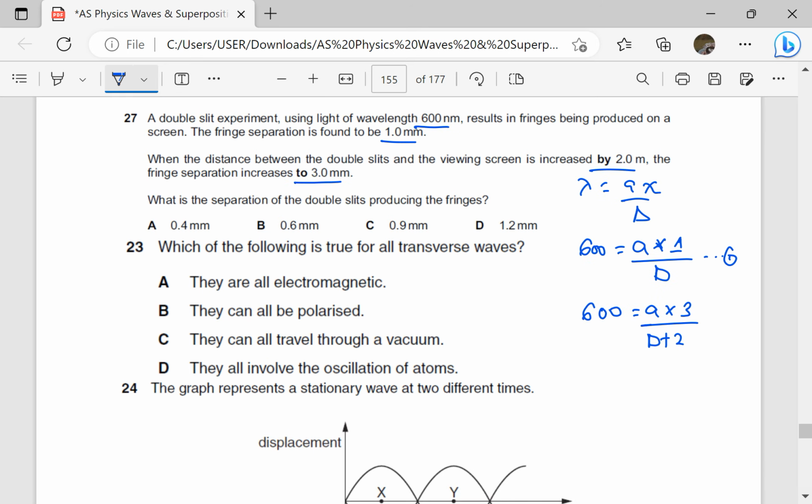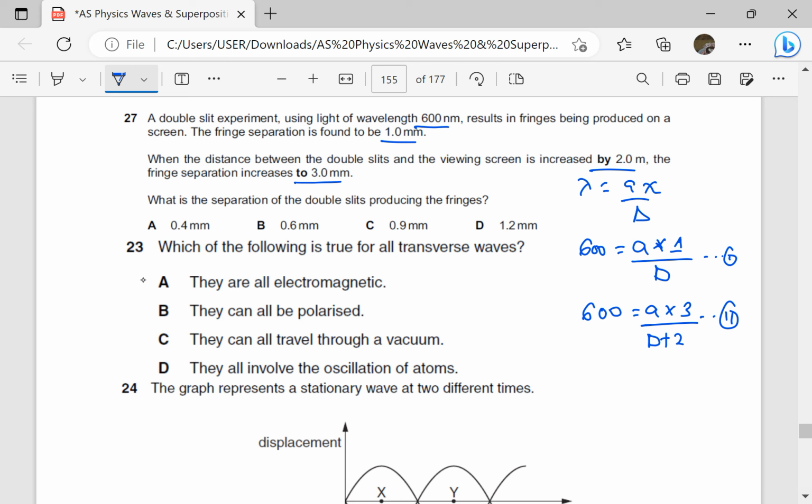Okay, so we just simplify this. We combine the two equations, and then we find A. Without wasting time, from the first equation, I want to make D the subject. This is the second equation. From the first equation, D is going to be equal to, okay, I have no option.